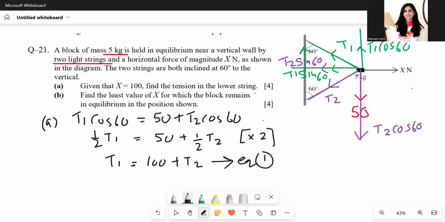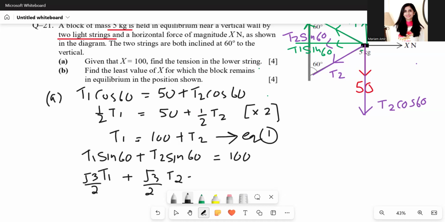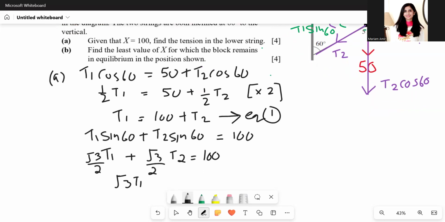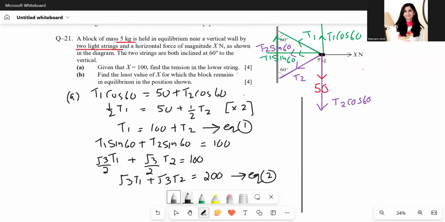Now I'm going to equate the left forces to the right forces. So we have two left forces, T1 sin 60 plus T2 sin 60, and we have one right force, which is 100. So this would be T1, what is sin 60? Root 3 upon 2, plus root 3 upon 2 T2 equals 100. This becomes root 3 T1 plus root 3 T2 equals 200. Next, we can solve these two simultaneously and get the values of T1 and T2.